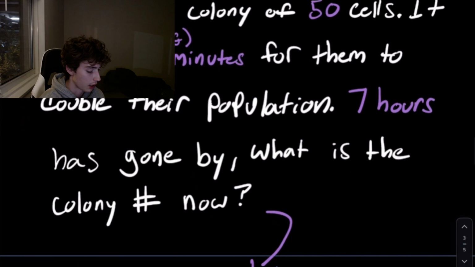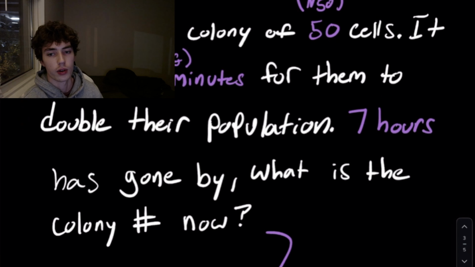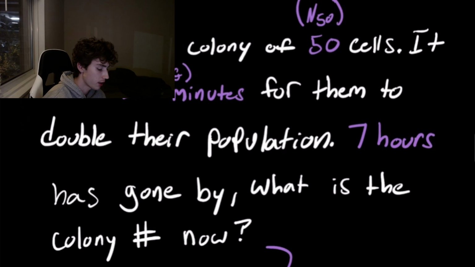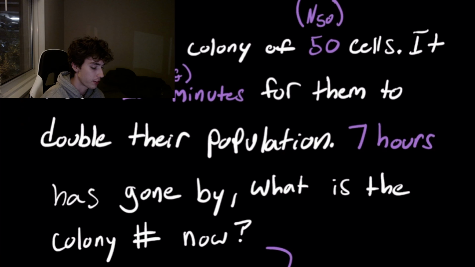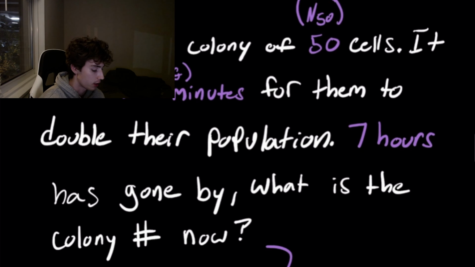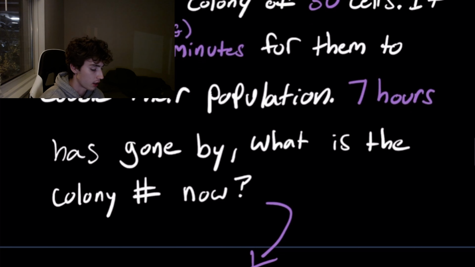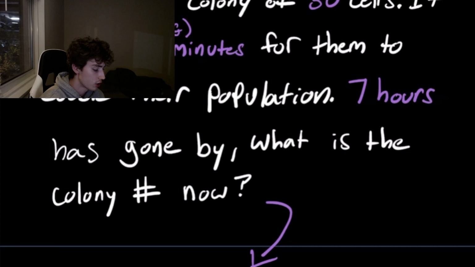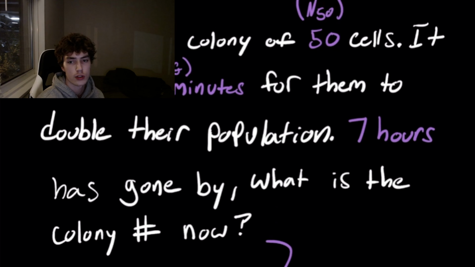So I created a hypothetical. Of course, I already know the answer to this because I calculated it. Let's say we have a colony of 50 cells of bacteria, and it takes them 20 minutes to double their population. So 20 minutes is the generation time. That's how long it takes for them to actually double their population. And then let's say 7 hours have gone by. What is the final population of bacteria?